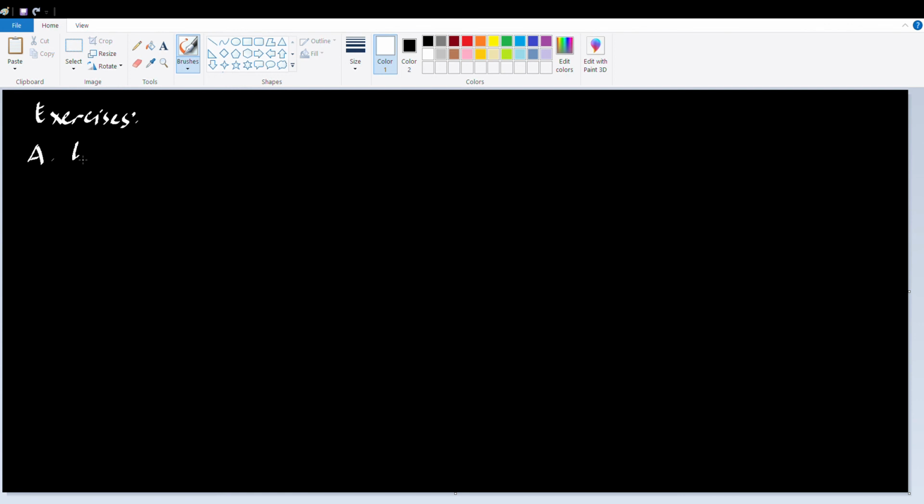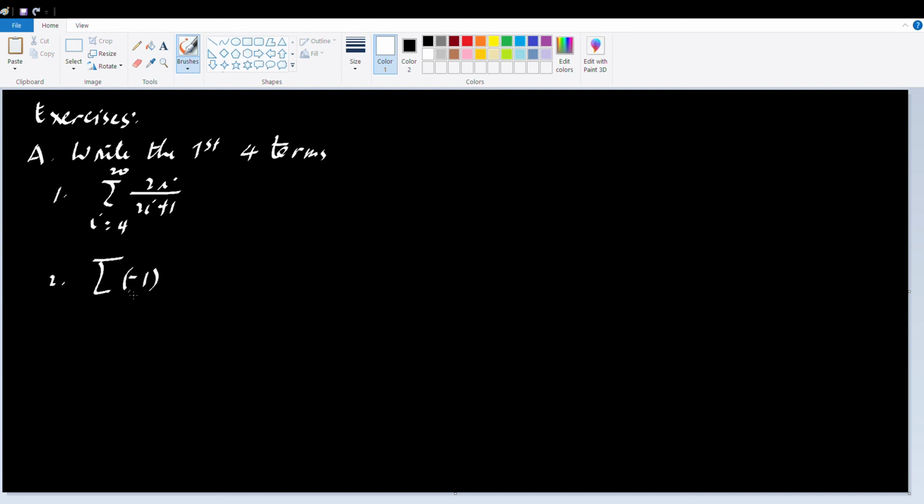For letter A, we write the first 4 terms. So the summation of 2i over (2i plus 1), i from 4 to 20. Then the summation of negative 1 raised to i, x sub (i plus 2), i from 1 to infinity. Next, the summation of (i minus 1) over (i plus 1), i from 10 to 100. And the summation of i raised to i, from 1 to 15.